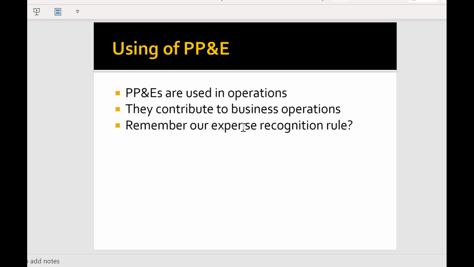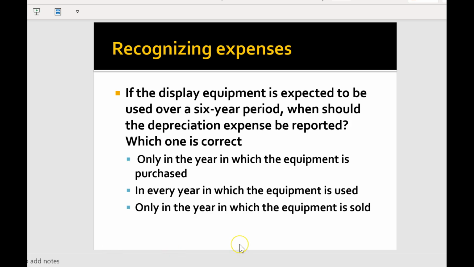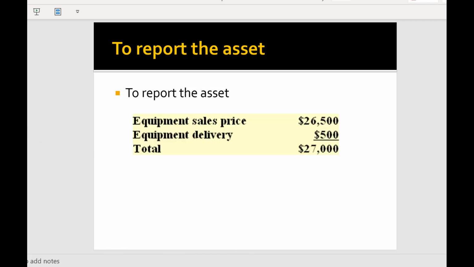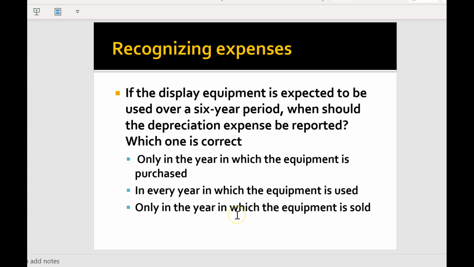expenses are recognized using the matching principle, which means the amount the asset is being used during this period when revenue is generated, right? It has to be matching the revenue. So to recognize a PP&E, for example, the display equipment we just talked about, $27,000. Here is a little quiz. If the useful life is 6 years, how do you think the depreciation expenses should be reported, right?